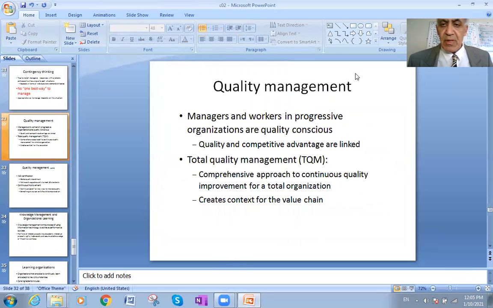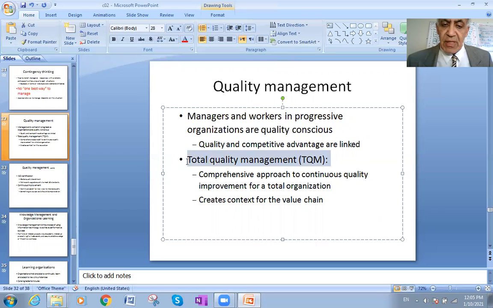Right? What is total quality management, or TQM? Total quality management tells me that you don't only focus on quality in one part of the phases of production, but you have to focus on quality in everything, in all the stages. It is a comprehensive approach to continuous quality improvement for the total organization, created in the context of the value chain.